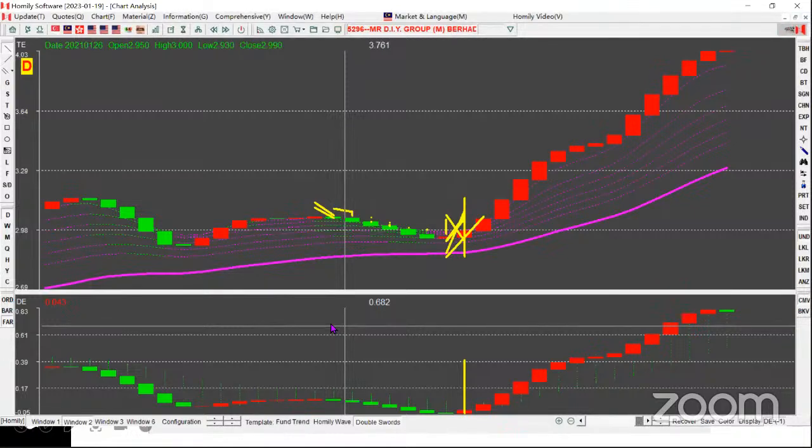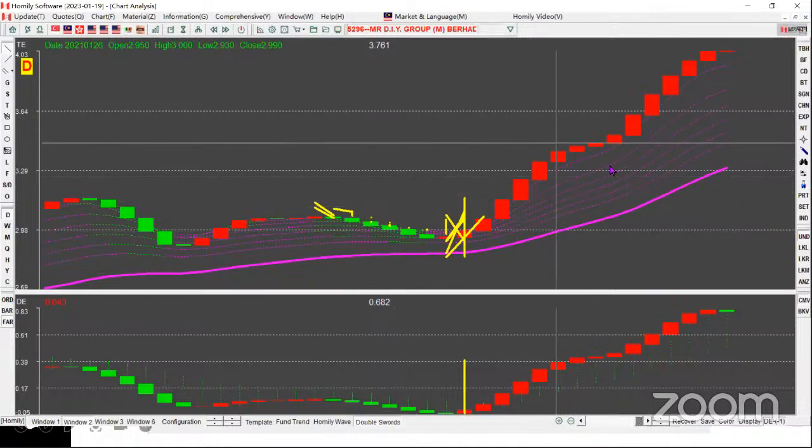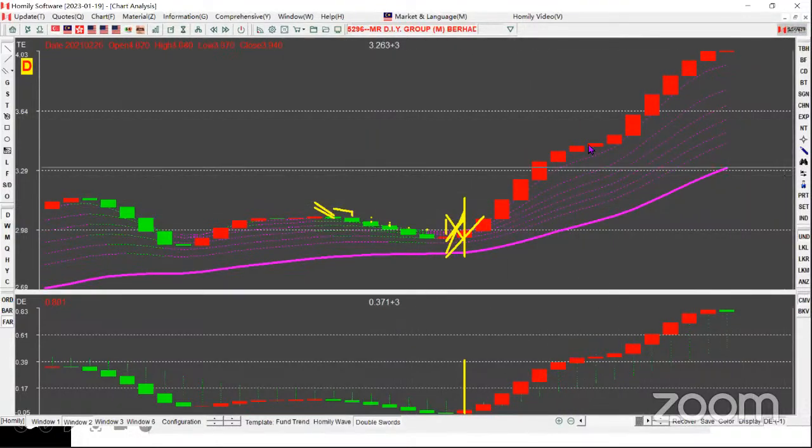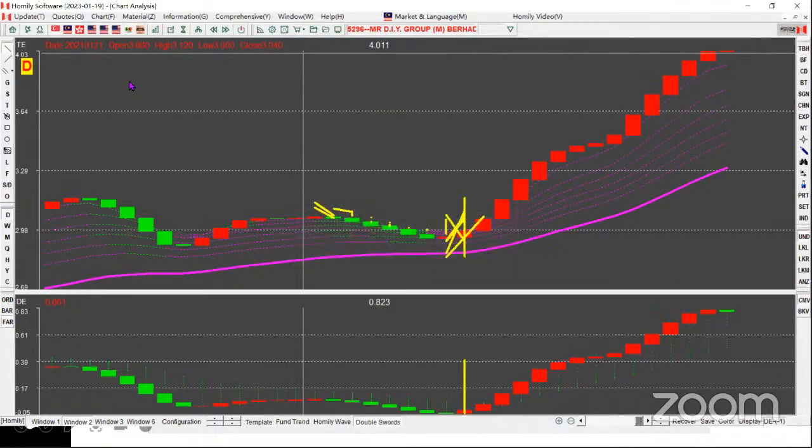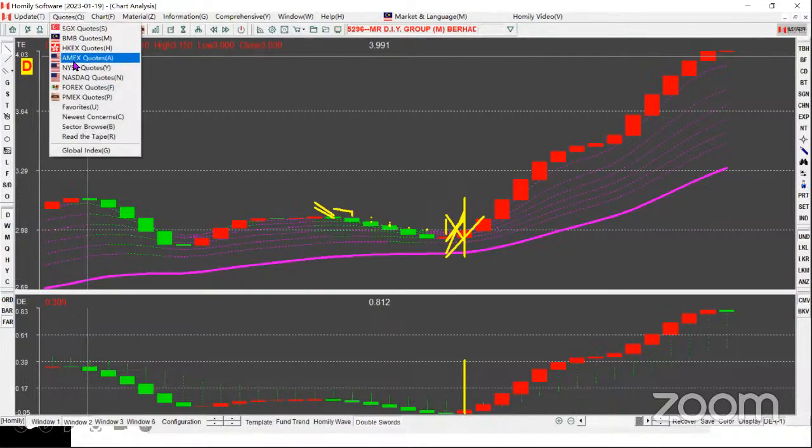How to add to watch list? Okay, for example, this stock has a nice trend. You want to put it into your watch list, then you click this card. There are 5 lists for you. For example, you choose favorite, then this one is put into your favorite list. You can check your stocks here, codes, favorites.